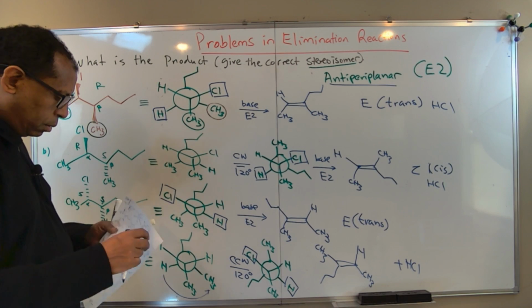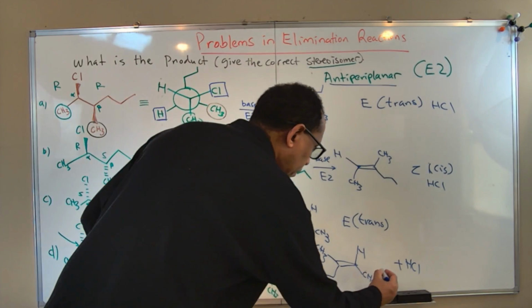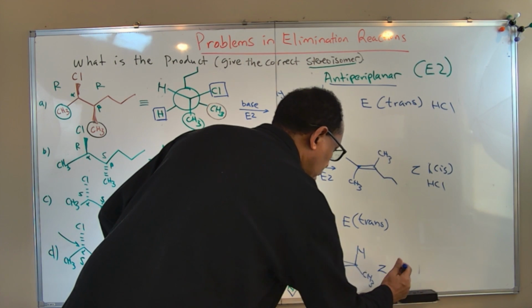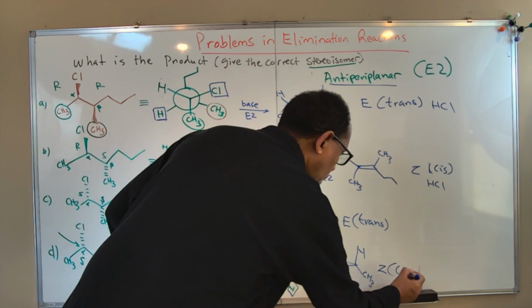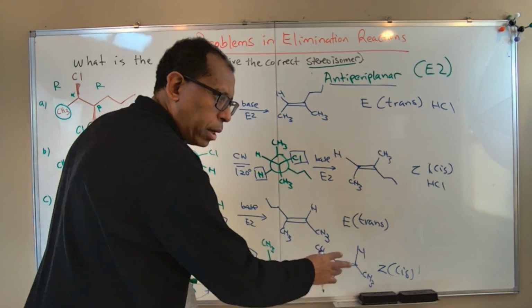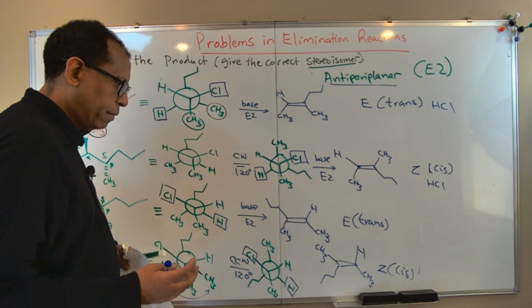Okay, so this product actually is a Z compound. Z, meaning that this is cis. Why is it cis? High priority down here, high priority down there. Both are in the same direction. So we solve everything now.